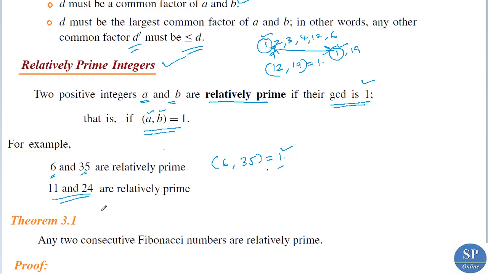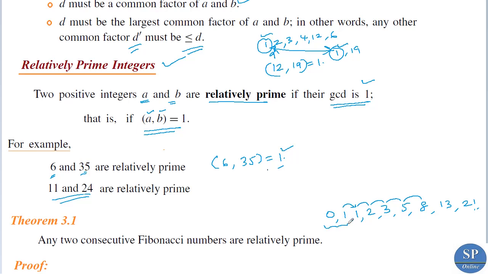Next, we have a theorem. Any two consecutive Fibonacci numbers are relatively prime. We know Fibonacci numbers are 0, 1, then adding these we get 0 plus 1 is 1, again 1, then adding these two we get 2, then 2 plus 3 equals 5, then 3 plus 5 equals 8, 5 plus 8 equals 13, 13 plus 8 is equal to 21, etc. So these are the Fibonacci numbers. The theorem says that any two consecutive Fibonacci numbers are relatively prime.